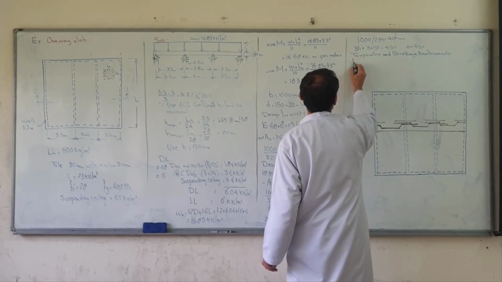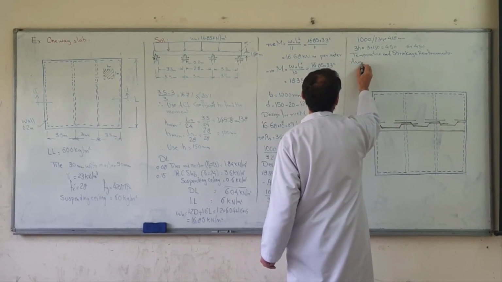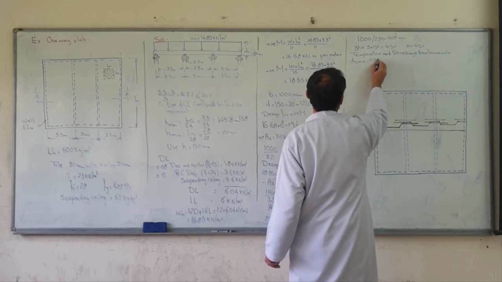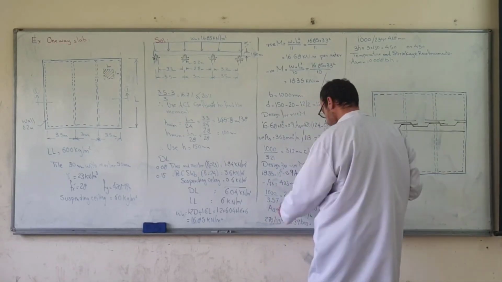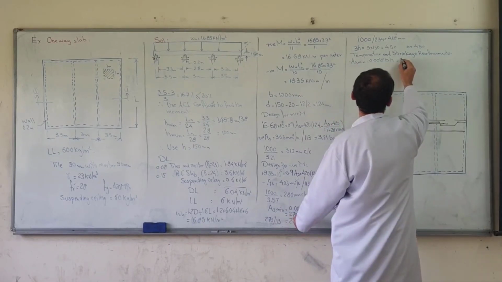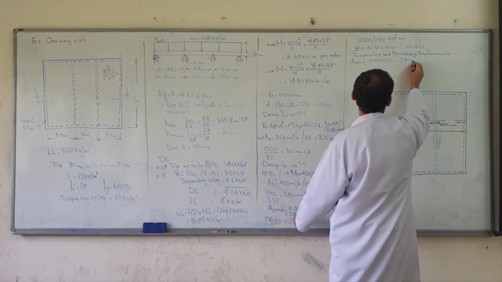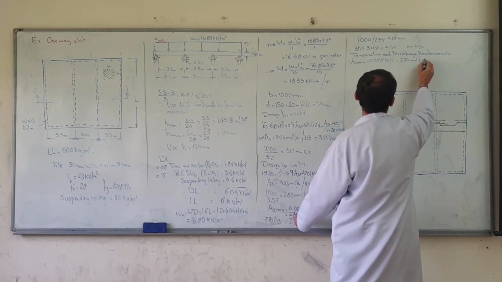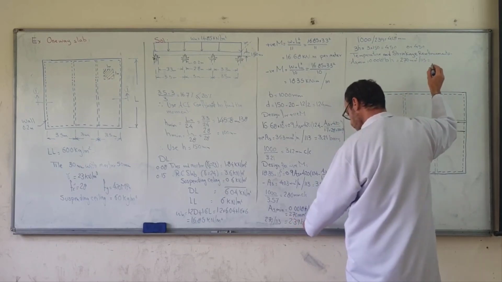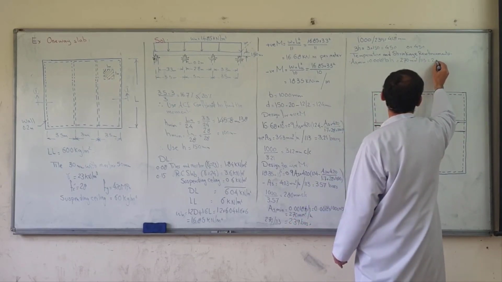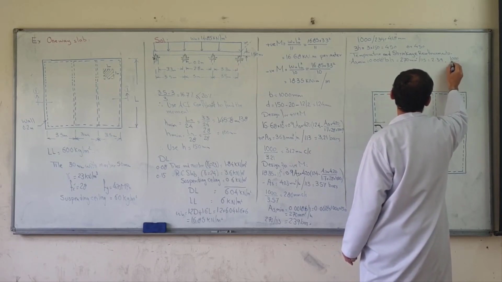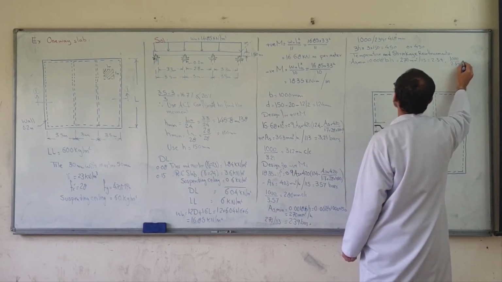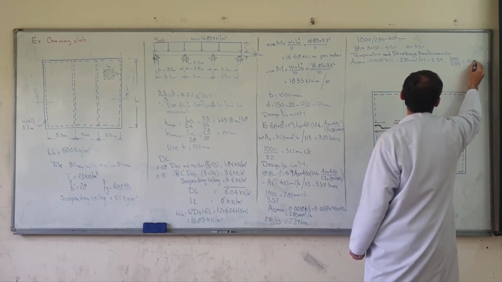As minimum is equal to 0.0018 times B times H. It is the same, equal to 270 millimeters over 113 is equal to 2.39, with 1000 divided by 2.39 equal to 410 millimeter.